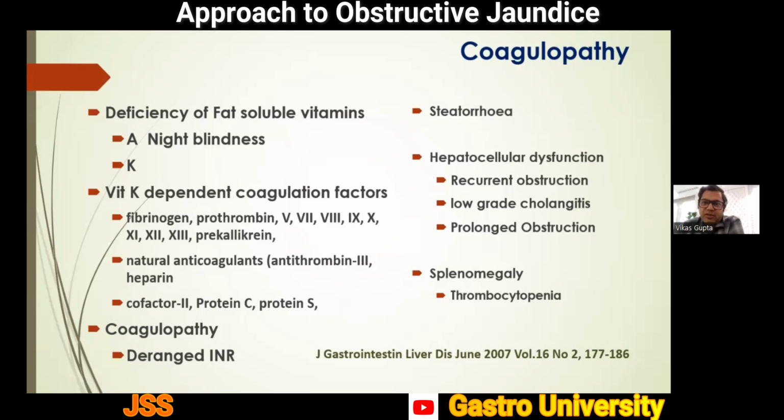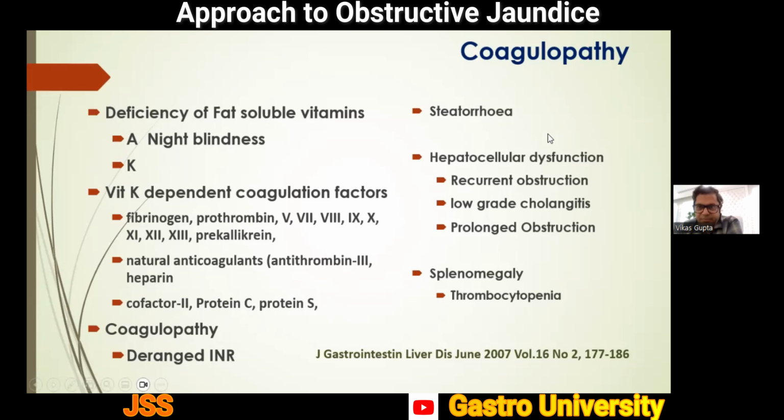So patients will have steatorrhea, and because of the fat malabsorption, the fat soluble vitamins A, D, E, K will not be absorbed. So vitamin A deficiency can manifest as night blindness, and vitamin K dependent coagulation and anticoagulation factors are synthesized in the liver. The synthesis will go down, and the patients can have deranged INR, and they can have coagulopathy.